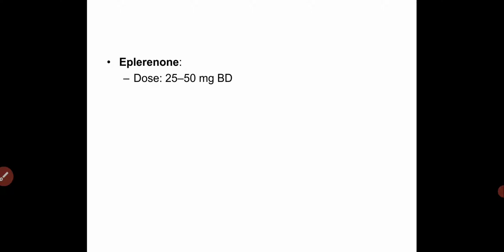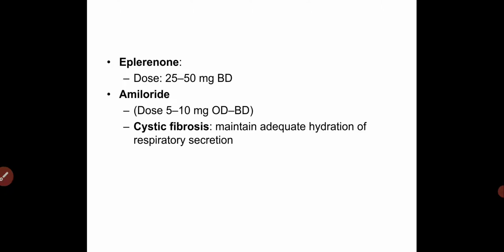Eplerenone is more potent than spironolactone and has fewer adverse drug reactions. We will discuss that in the next slide. Triamterene and amiloride directly inhibit the epithelial sodium channel, and spironolactone and eplerenone are aldosterone antagonists. These four drugs are potassium sparing diuretics: two are aldosterone antagonists and two are epithelial sodium channel inhibitors.